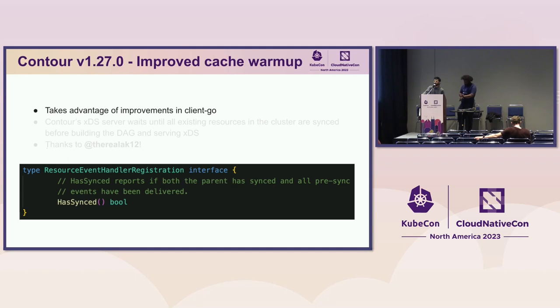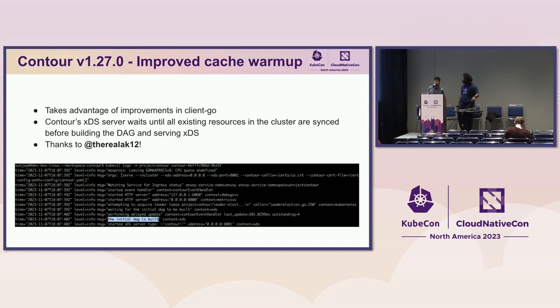So we can more accurately start up the Contour XDS server and start serving, building configuration only once the existing state of the cluster has already been warmed into Contour's internal cache. Something that many controllers actually, for a long time, have probably been technically getting wrong in Kubernetes. So big shout out to the real AK12 and also, I believe it might have been John Howard and others who worked on contributing to Client Go to help fix this.